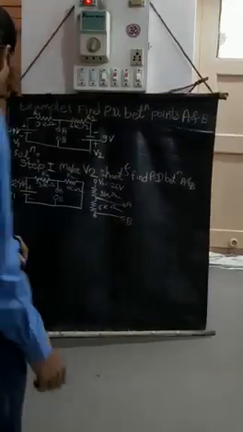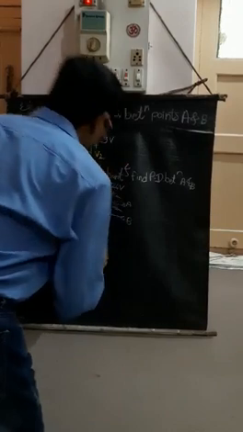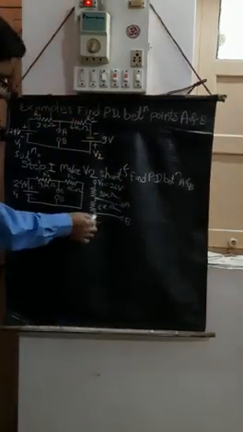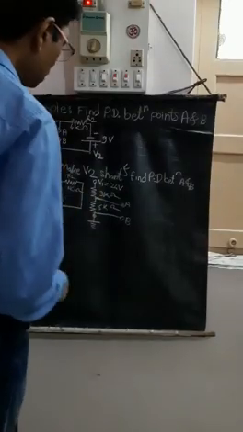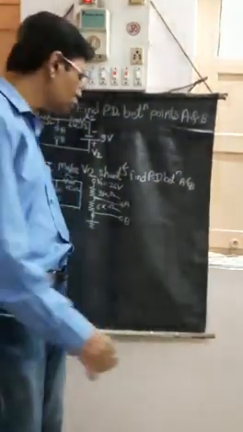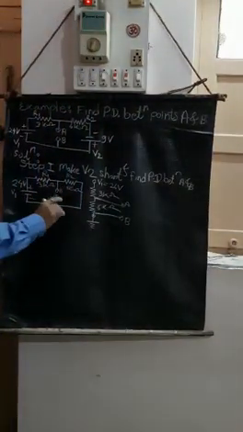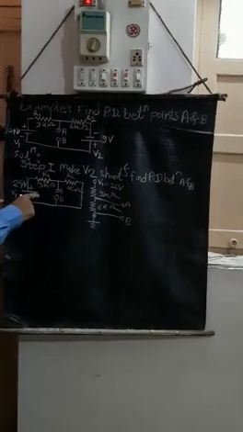across this terminal. Now this is B and this is grounded because it's a negative terminal, so it is grounded. Now how can we calculate this VAB? VAB is equal to, according to the voltage divider formula, R2 divided by R1 plus R2 into V1.